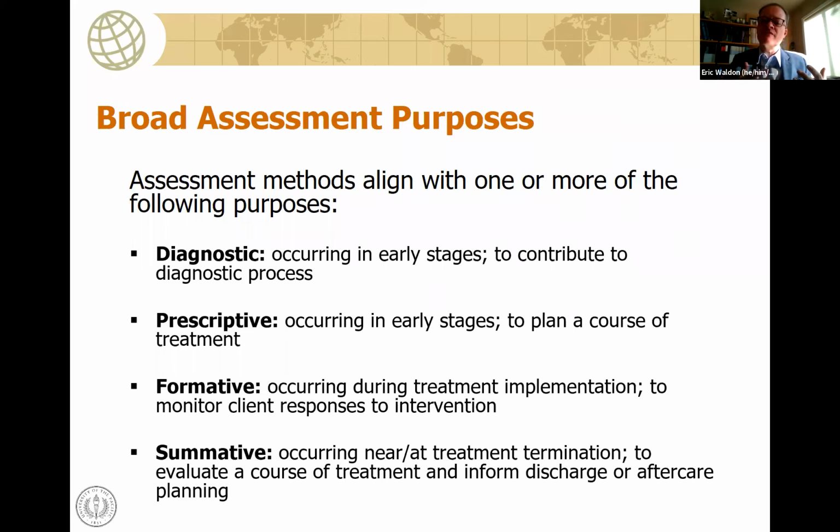Sometimes we also use the term evaluative assessment, or we'll even use the word evaluation, something that is occurring towards the end of the treatment process or the assessment process. And that also would fall under summation.